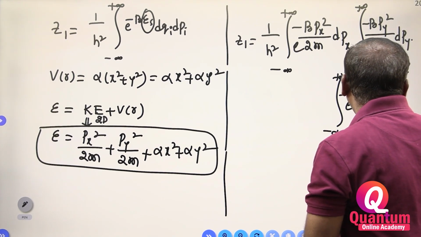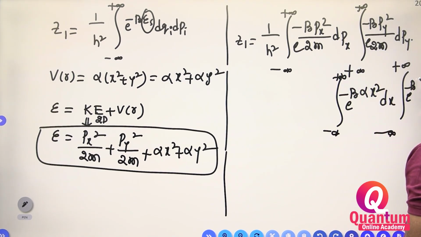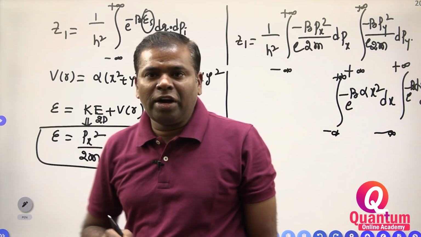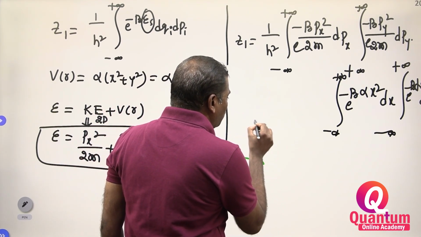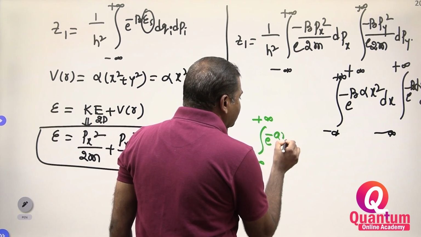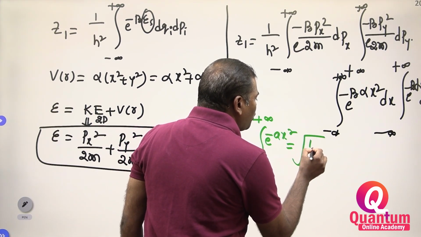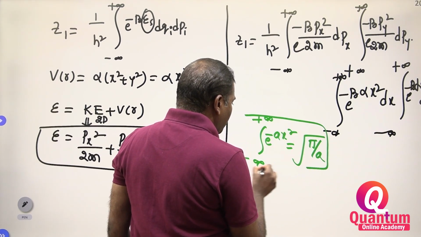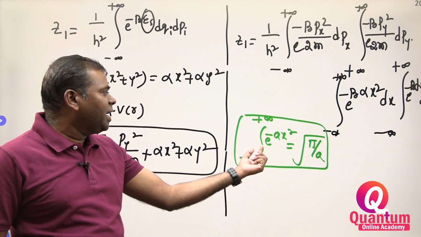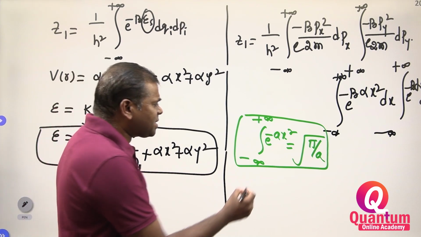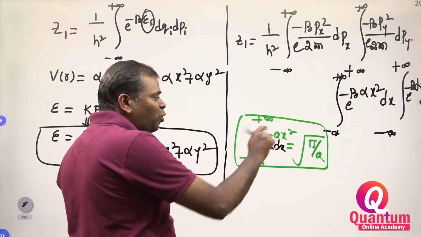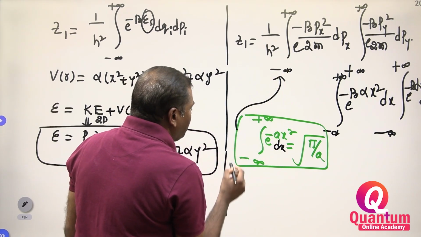Plus infinity, minus infinity to plus infinity, e to the power of minus beta alpha y square dy. Such a type of partition function we have to write. But you know one thing: the integral from minus infinity to plus infinity of e to the power of minus a x square dx is equal to root pi by a. This is the principle. Therefore, you have to apply it here.